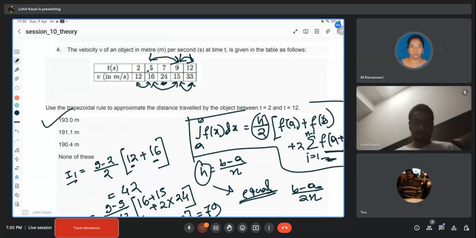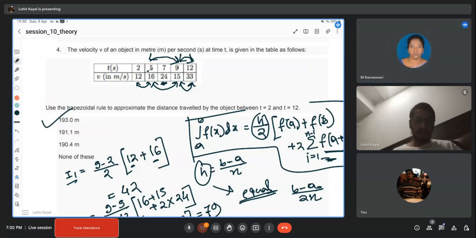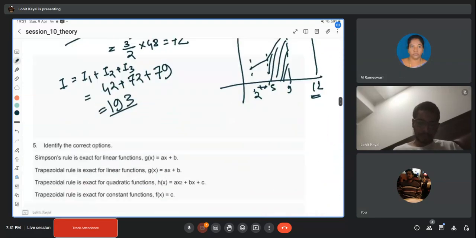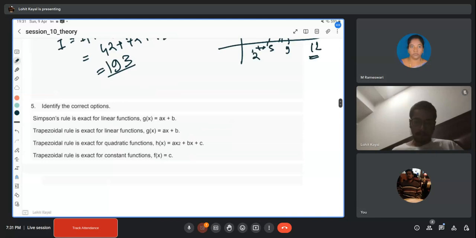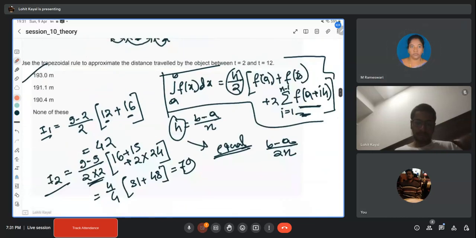Sir, excuse me, sir. Don't we consider 5 to 7? Only we consider 2 to 5, 5 to 9, 9 to 12. No, no. 7 is there. See, here this point 7 is also included. Just see the formula.